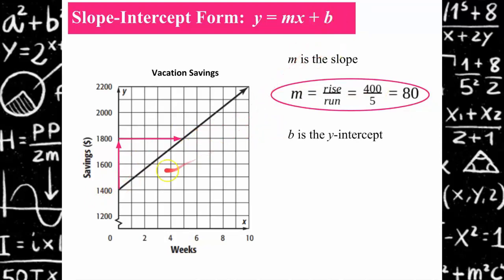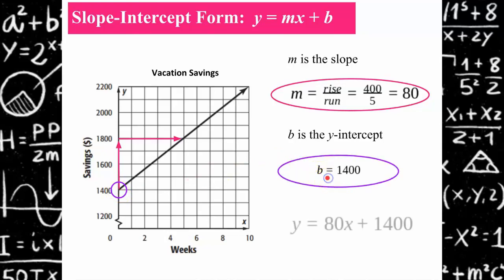B, my y-intercept, is right here, the point where the line is touching the y-axis, in this case, because it's a first quadrant graph, 1400. So my y-intercept, b, is 1400. I plug these into my formula, my equation, my slope-intercept form. Y equals 80x plus 1400.